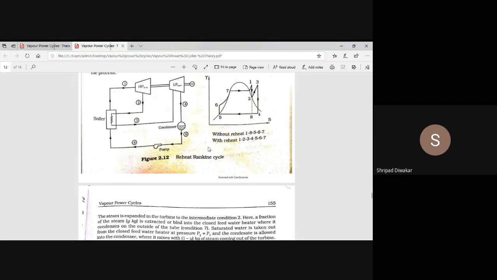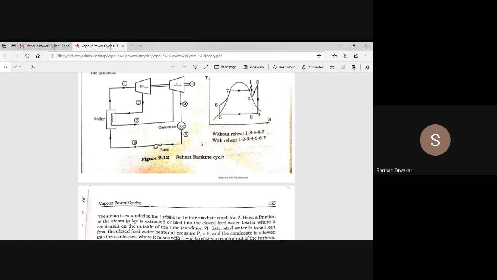Remember, in the exam they'll ask you to explain the reheat cycle with the sketch and TS diagram. In vapor power cycles, all the diagrams you have to explain with the TS diagram and also the flow diagram. What we studied previously, the normal Rankine cycle, has only one turbine.